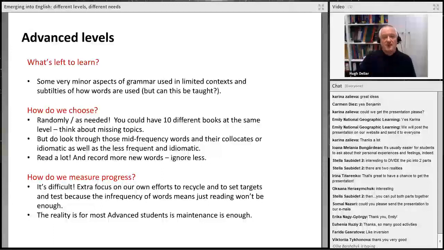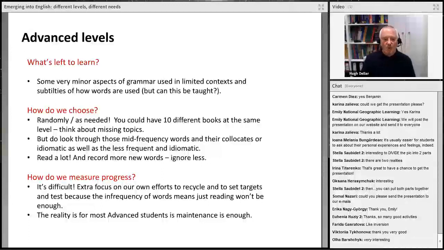To be honest, by the time you get to advanced, you could almost have 10 different books at the same level, where you just focus on a whole range of different kinds of topics. But what we did do as writers ourselves was look through mid-frequency words and their collocates, and also look at a bit more idiomatic language, less frequent language. Students obviously need to read a lot, and they need to record more new words. In terms of measuring progress, it can be difficult, obviously.